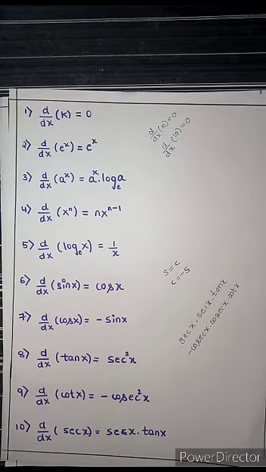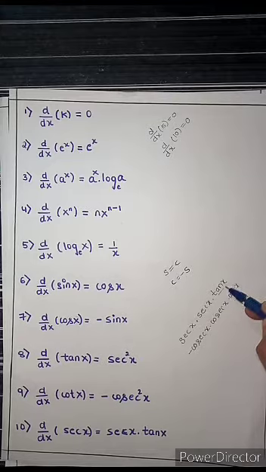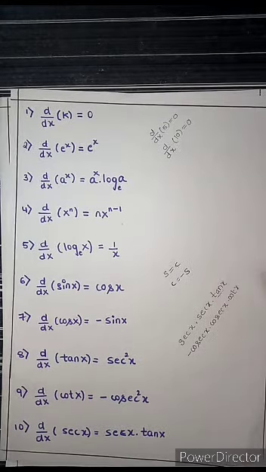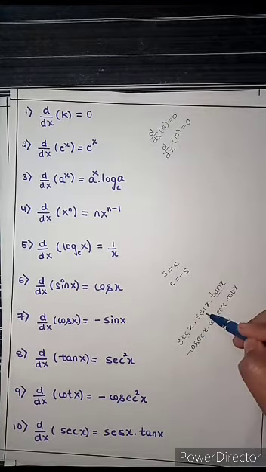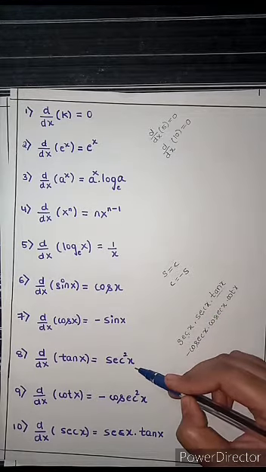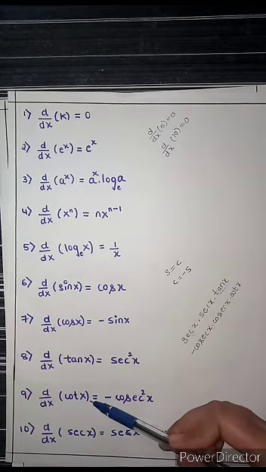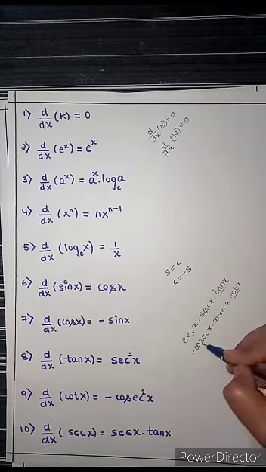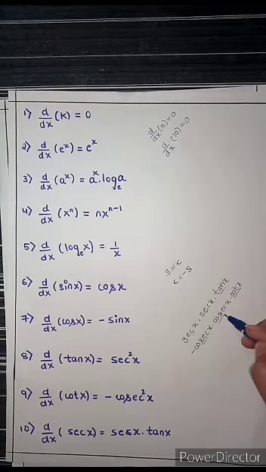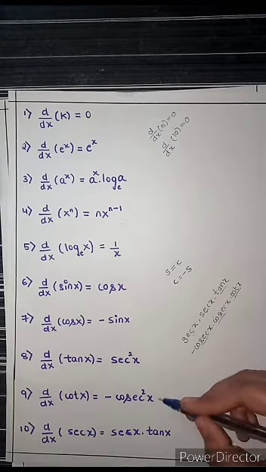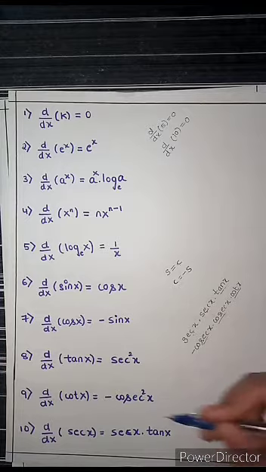Derivative of tan x is secant square x. See here, whenever derivative of tan x comes, see these two methods. When tan x comes, you forget this and multiply these two. Secant x into secant x is secant square x. That's it. Now see the 9th formula. Derivative of cot x, leave this and multiply these two. Cosecant into cosecant, minus cosecant square x, right?